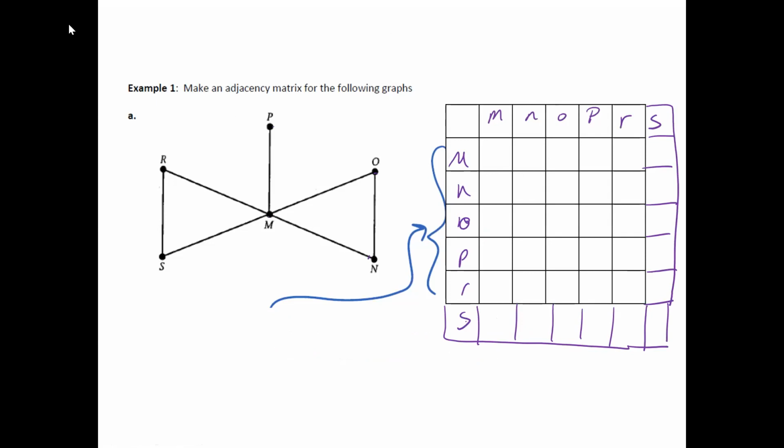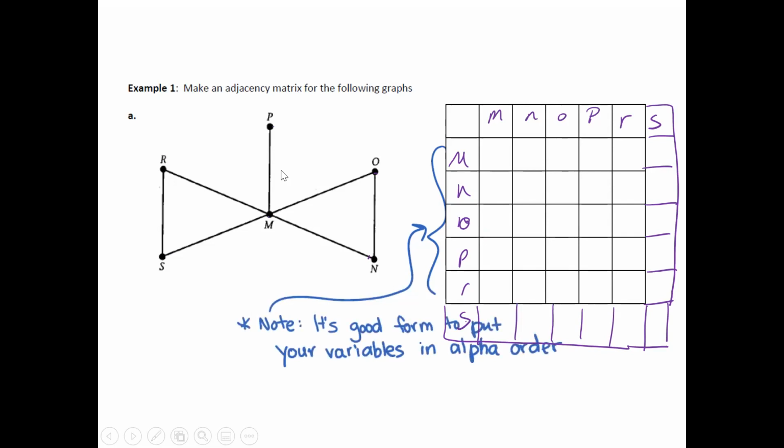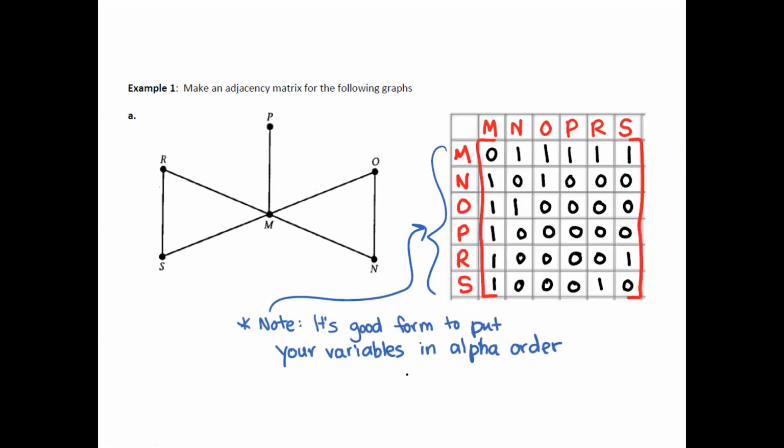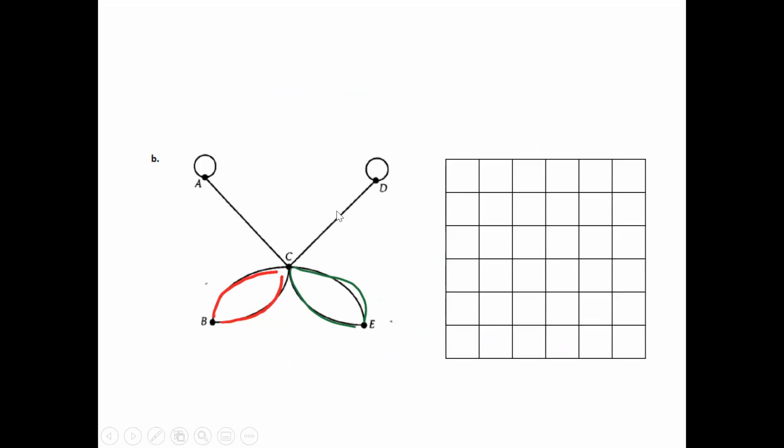So pause the video and go ahead and fill this part out. All right, let's go ahead and take a look at the answer. It's good form to put your variables in alphabetical order, so that way it's easier to track, and this is what it should look like. All right, let's try the next one.